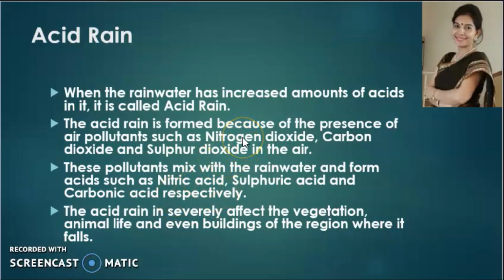Nitrogen dioxide mixes with rainwater to produce nitric acid. Sulfur dioxide mixes with water to produce sulfuric acid, and carbon dioxide mixes with water to produce carbonic acid. Now, this acid rain severely affects the vegetation, animal life, and it even corrodes the buildings.